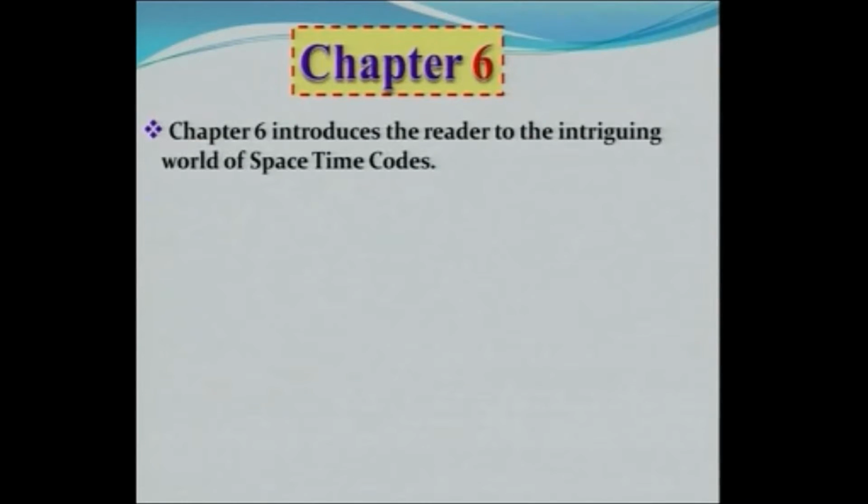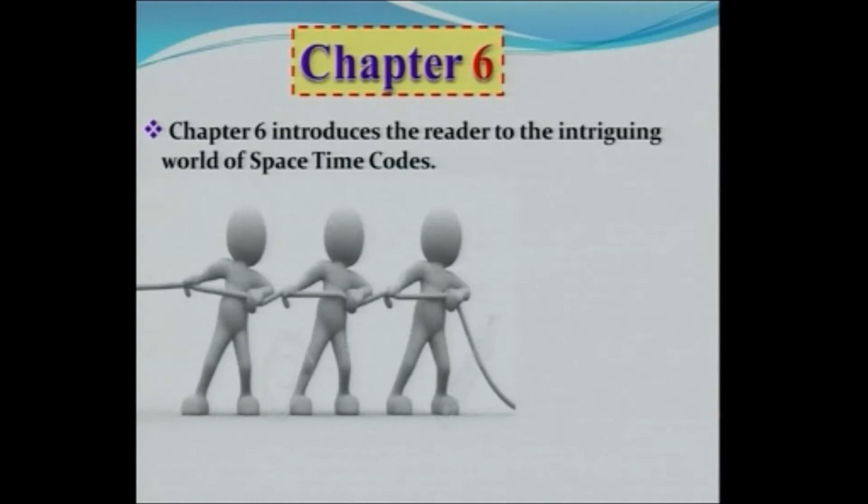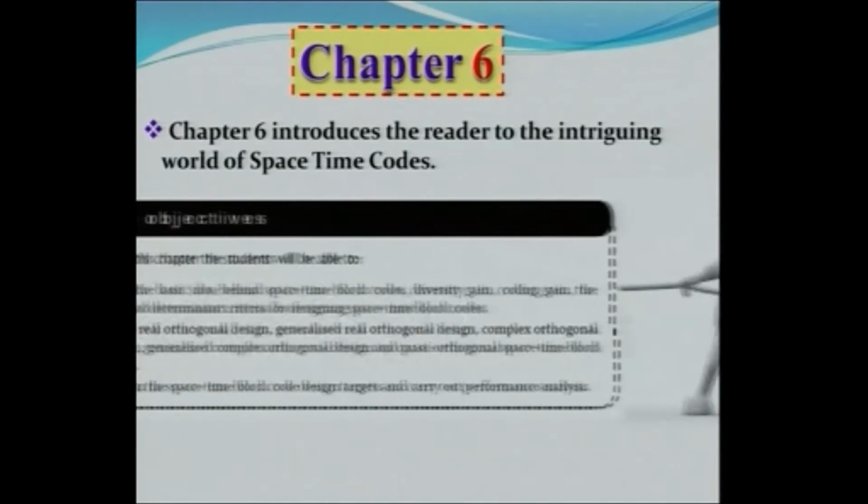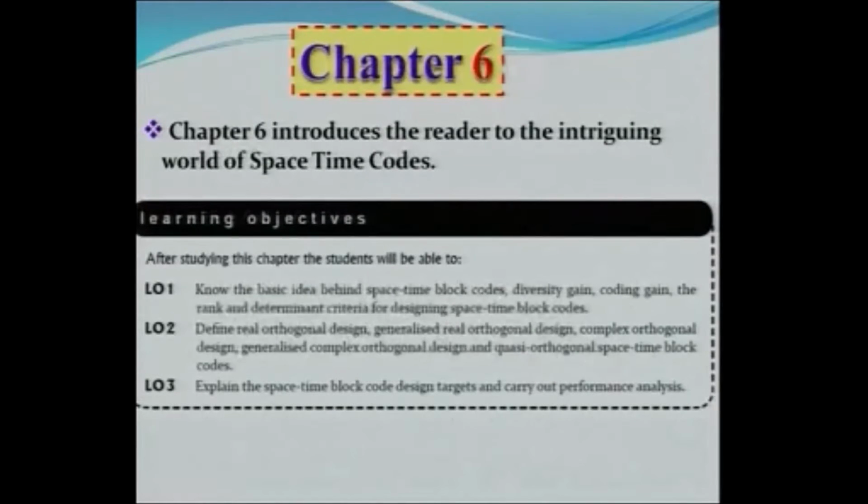Chapter 6 is a very interesting chapter which deals with space-time codes. What are the learning objectives of Chapter 6? Well, number 1 is to learn the basic idea behind space-time block codes and understand what we mean by diversity gain, coding gain, and read about the rank determinant criteria.